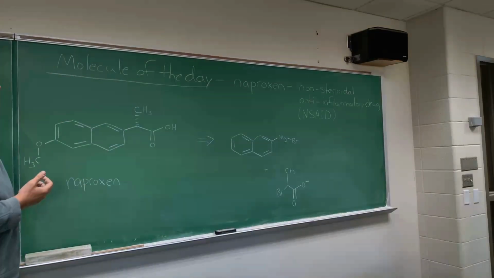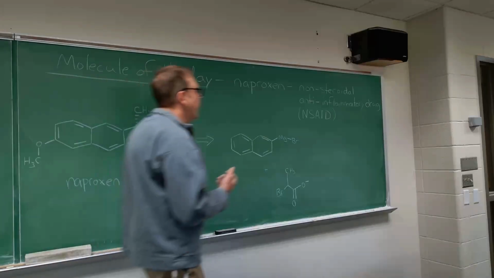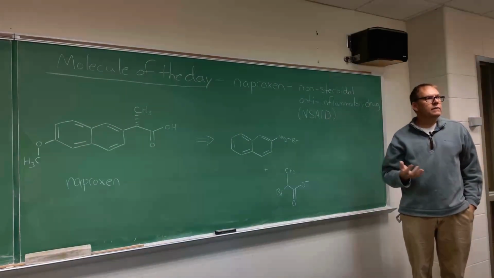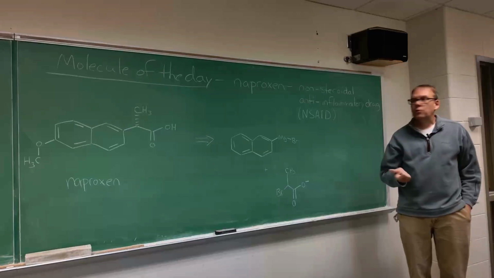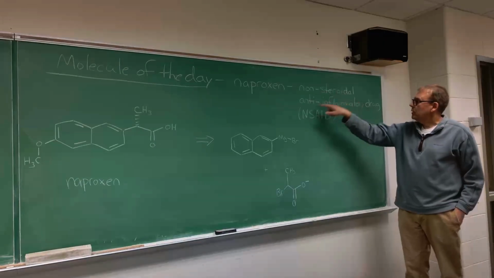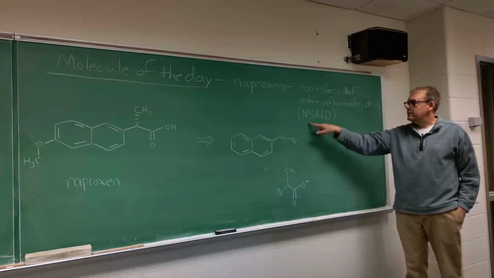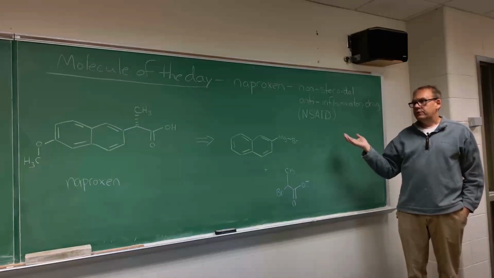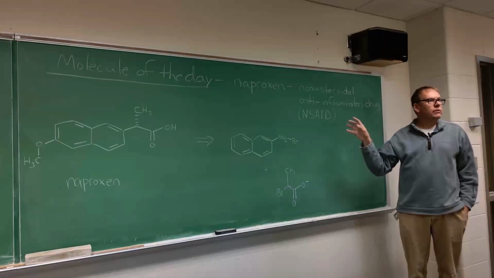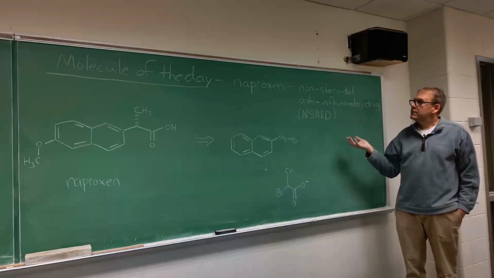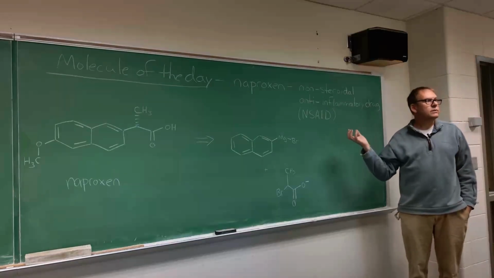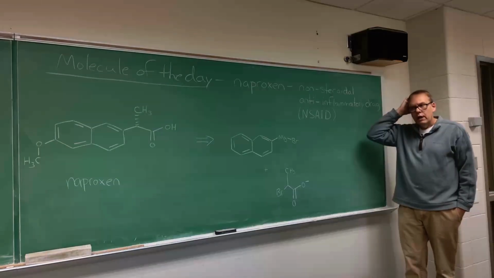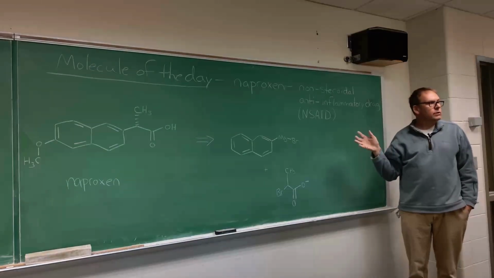This is naproxen. Naproxen is an over-the-counter pain reliever that you can buy. It is in the same class as aspirin and ibuprofen. It is a non-steroidal anti-inflammatory drug, or NSAID for short. So it doesn't have a steroidal unit in it. It doesn't have that ring system that we've learned to identify, but it's an anti-inflammatory in the way that steroids are, and it just doesn't have that structure. It's also a pain reliever and a fever reducer.